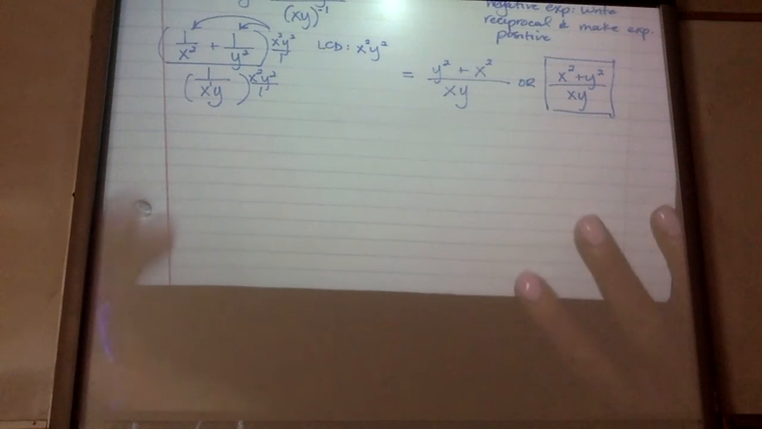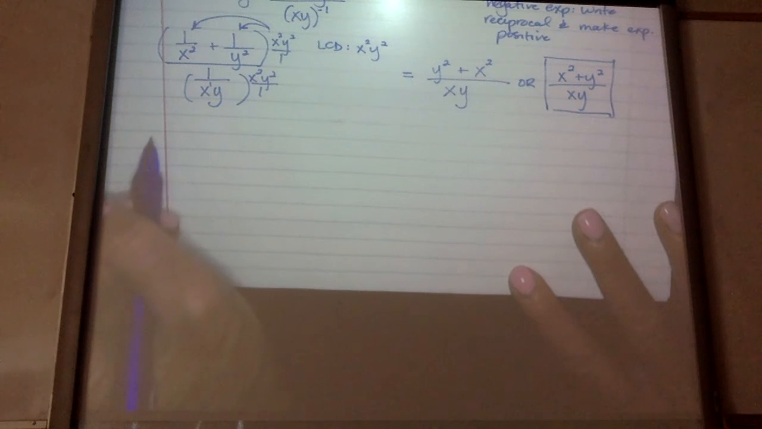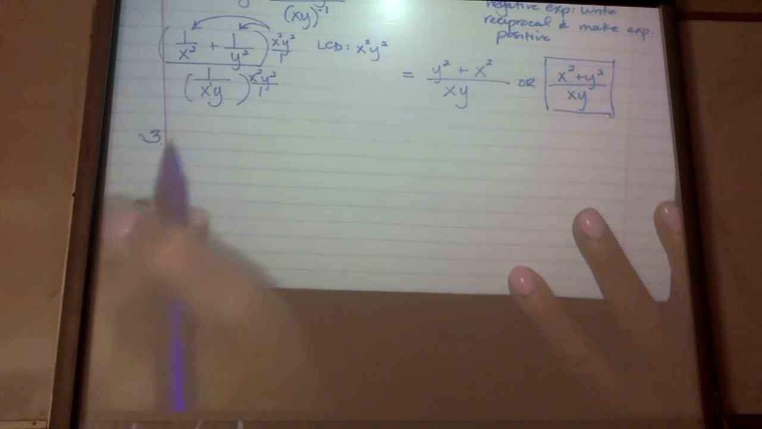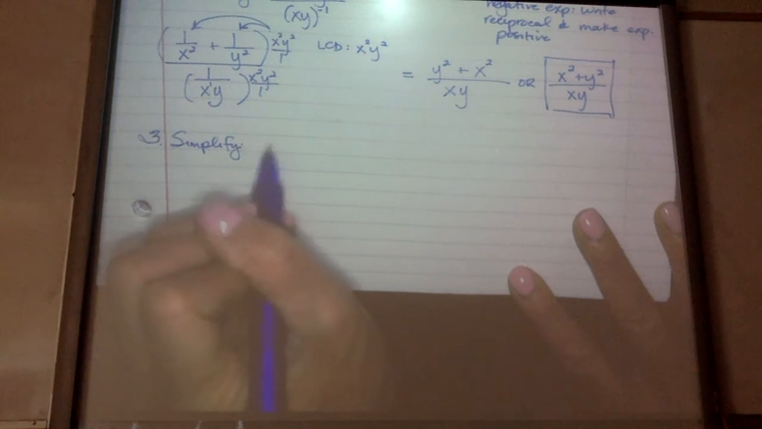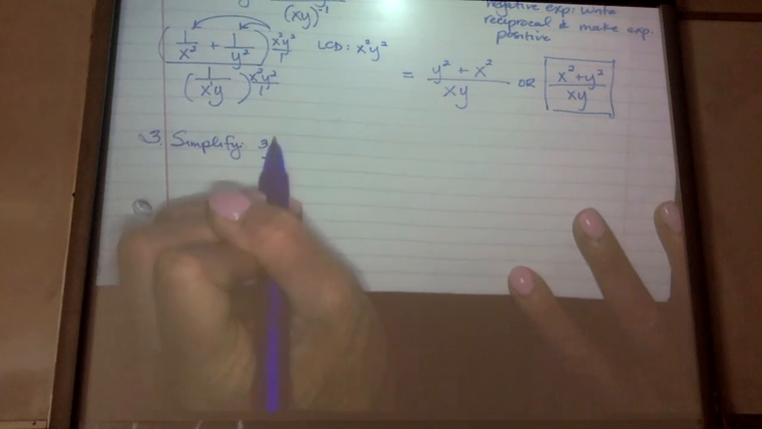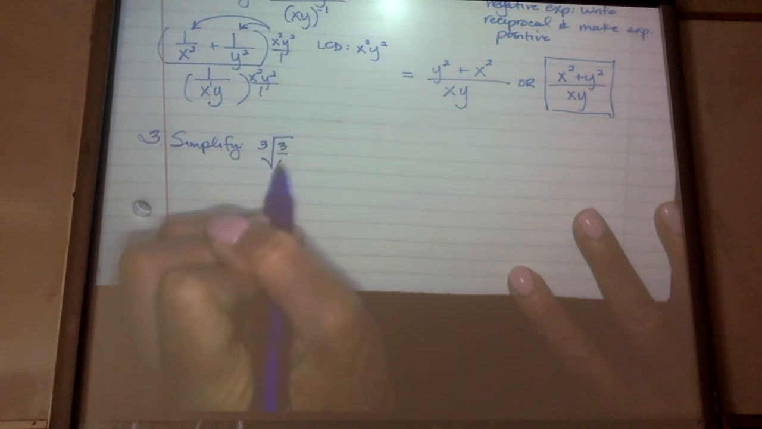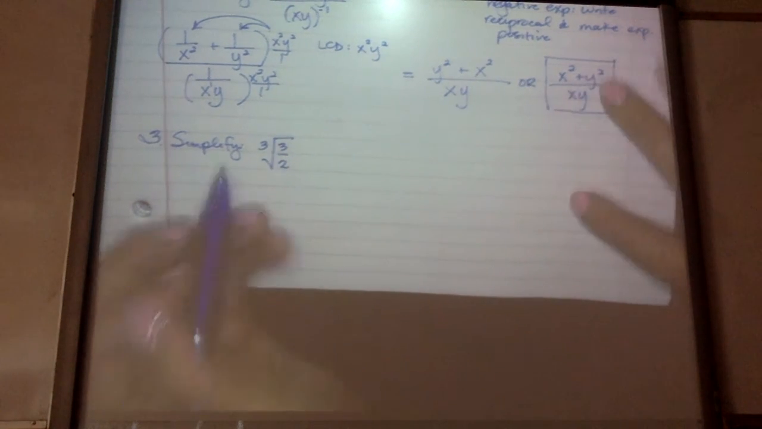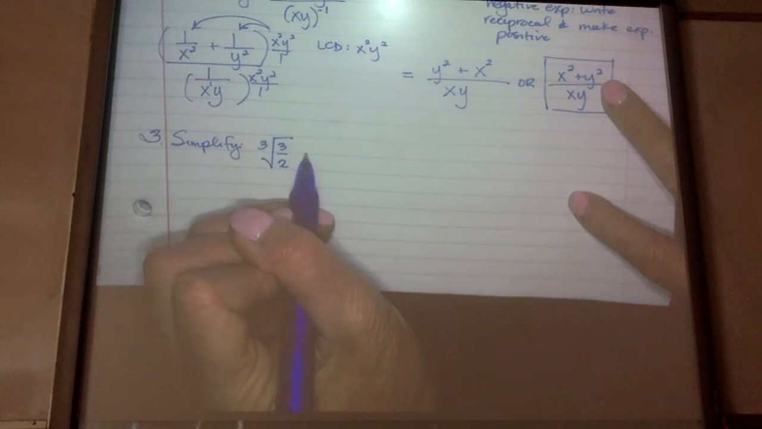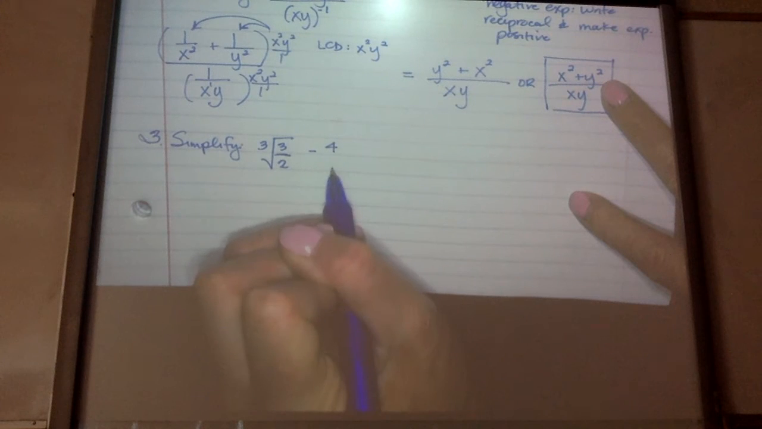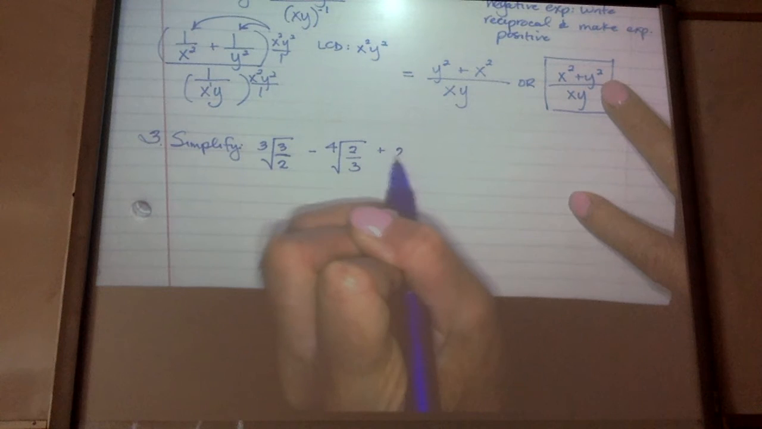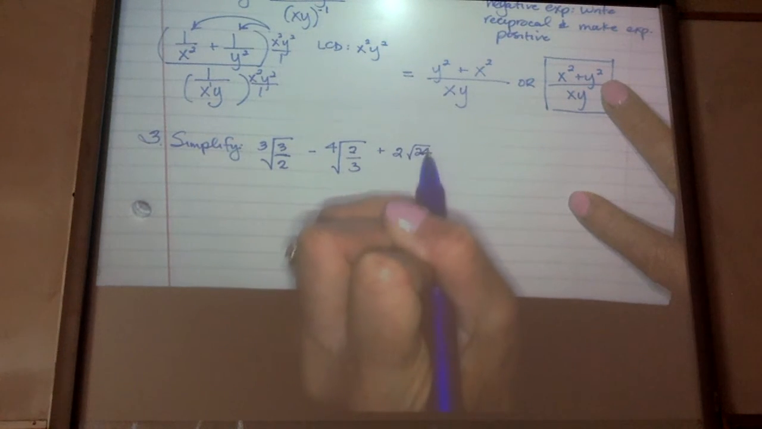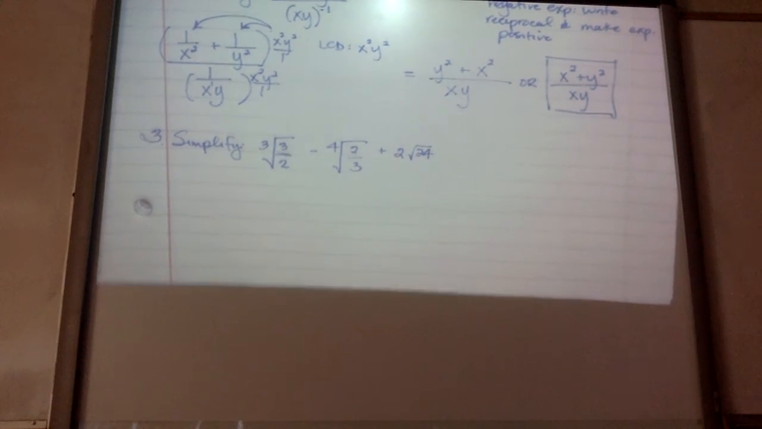Last would also be fractional exponents. So simplify 3 times the square root of 3 over 2. We're going to get into rationalizing radicals, which is super important. I'm going to make this fraction bar a little bit bigger. Minus 4 times the square root of 2/3 plus 2 root 24. So much review in this problem.